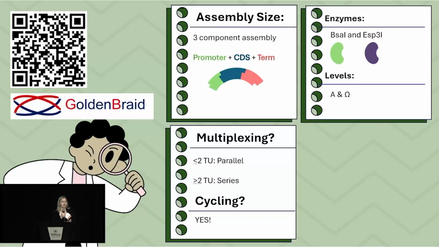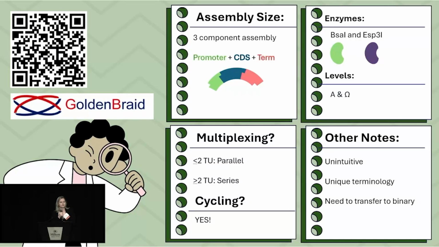As long as you're using 2 transcriptional units or fewer, you can clone in parallel. But if you're using more than 2, so if you have your Cas9 construct, your guide construct, and your selection, then you'll have to do cloning in series. So my personal notes on Golden Braid is, in my opinion, I think it's a bit unintuitive. The unique terminology adds to some of the confusion. And you also still will need to transfer to a binary when you're done cloning so that you can actually move into agrobacterium.